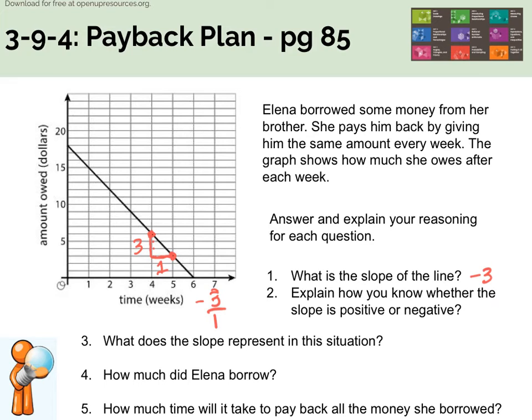So let's answer number 4. How much did Elena borrow? Go ahead and pause and answer that question. How much did she borrow? She borrowed $18 from her brother. So how do we figure that out? Well, there's a couple of things. One, this is where the line actually starts. And that point is 0,18. So at 0 months, or the time frame, she still owes him $18.